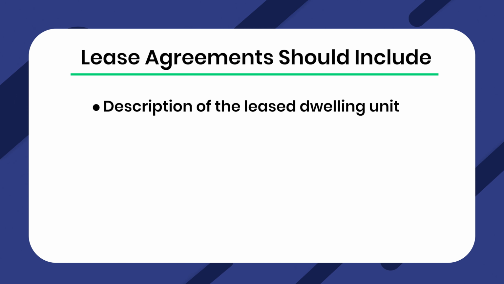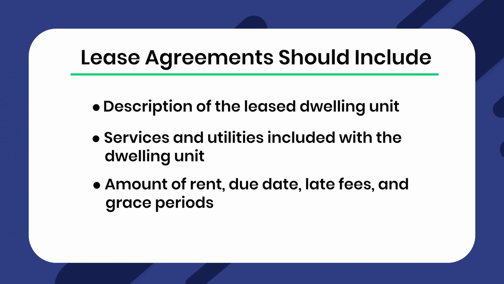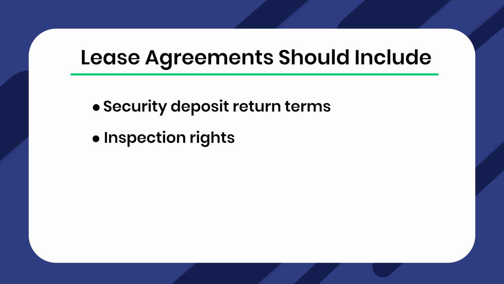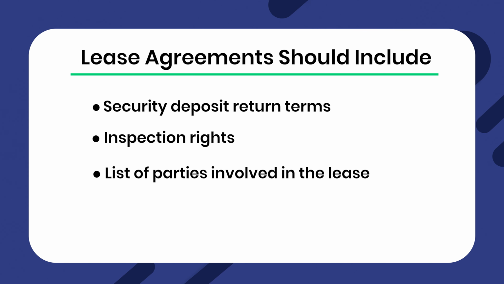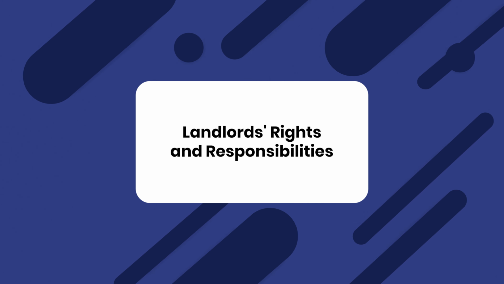Here's a list of the most common things that a lease agreement should always include to comply with state laws: description of the leased dwelling unit, services and utilities included with the dwelling unit, amount of rent, due dates, late fees and grace periods, security deposit amount, security deposit return terms, inspection rights, list of parties involved in the lease, and miscellaneous clauses.